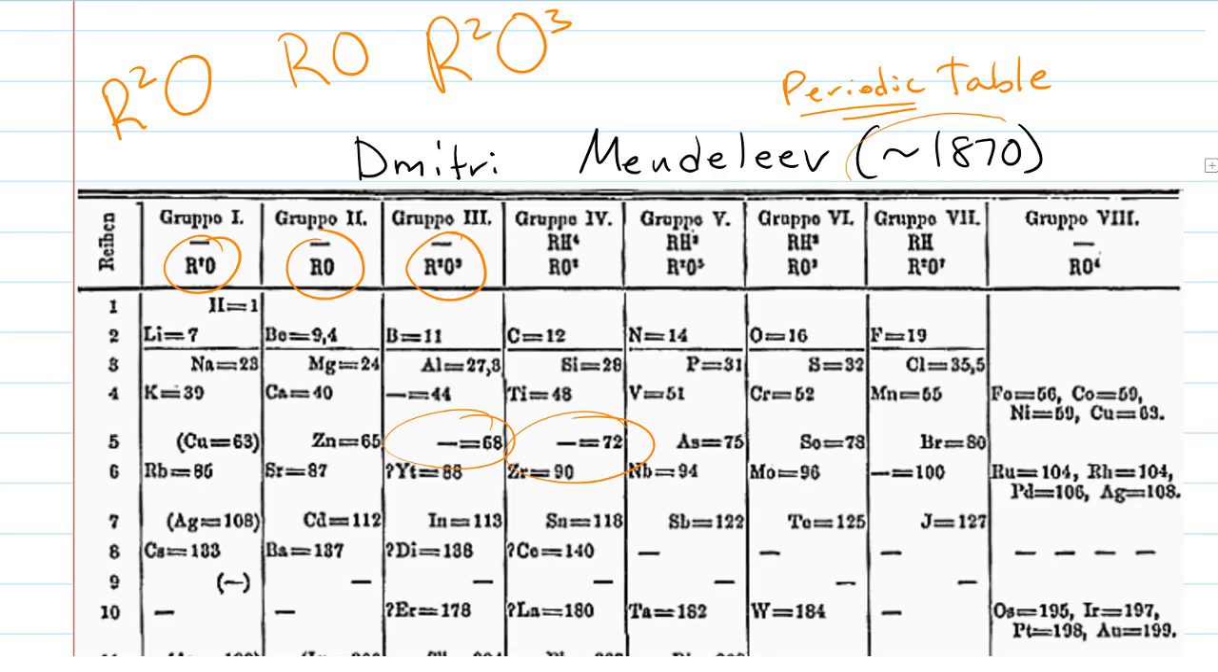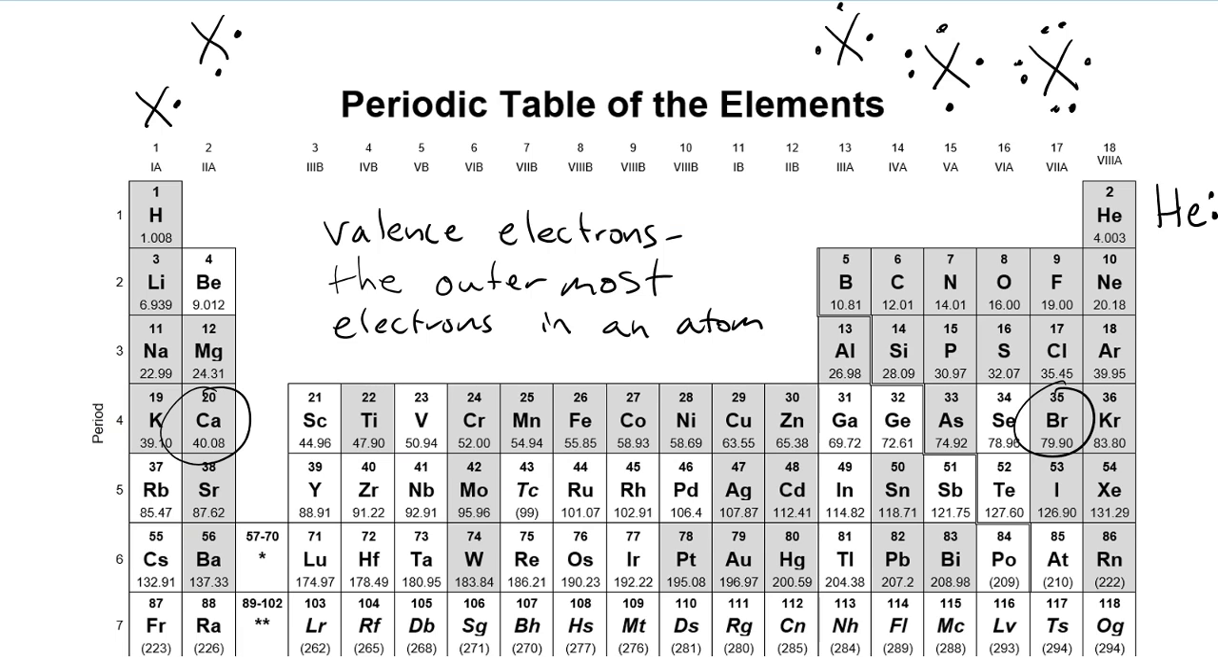And so today, when we talk about the periodic table, what you are expected to know is that elements in the same group have similar chemical properties, just like we observed here today. But not only do they have similar chemical properties, but elements in the same group have the same number of valence electrons.